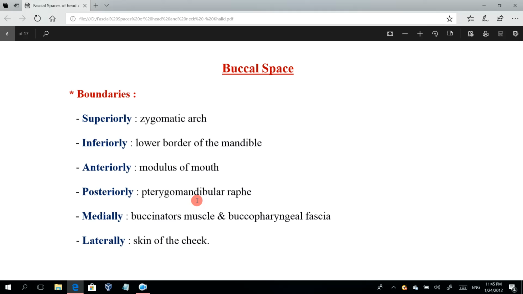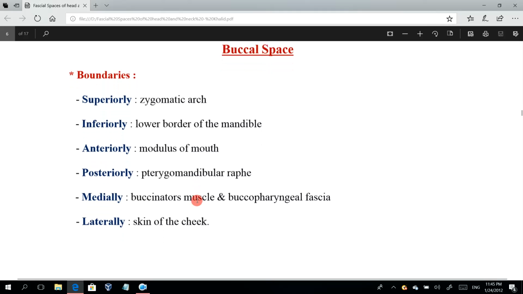Oxygenator muscle, you know it. The buccopharyngeal fascia is another fascia that passes from the oxygenator to the pharyngeal wall. Laterally, we have the skin of the cheek. So this is the buccal space.